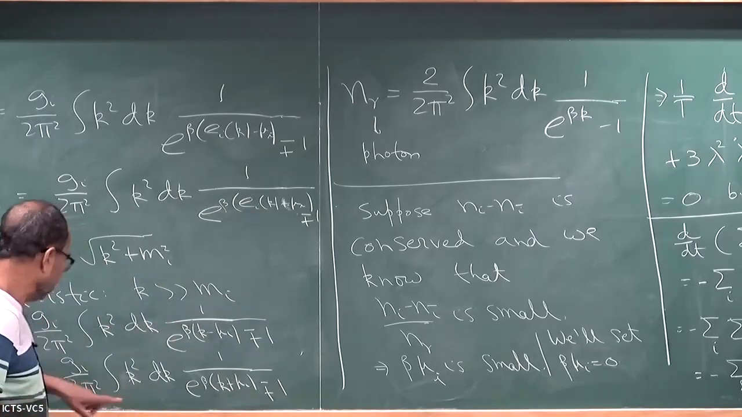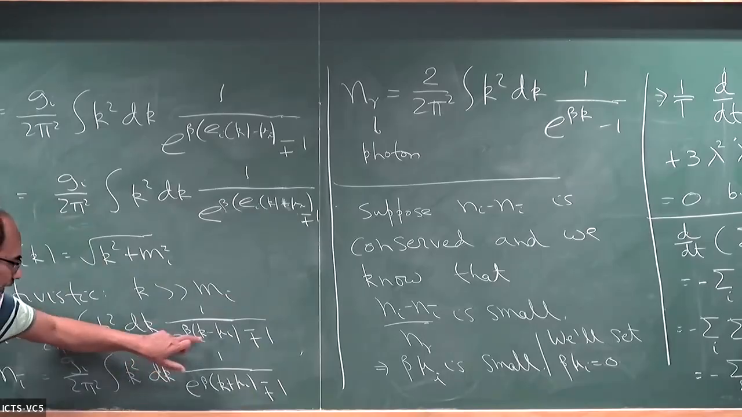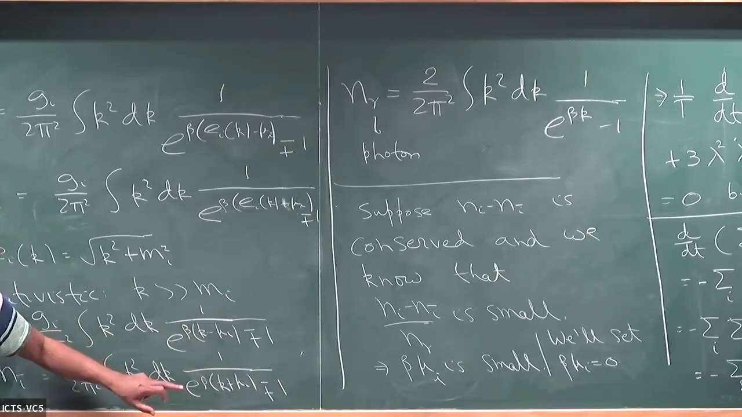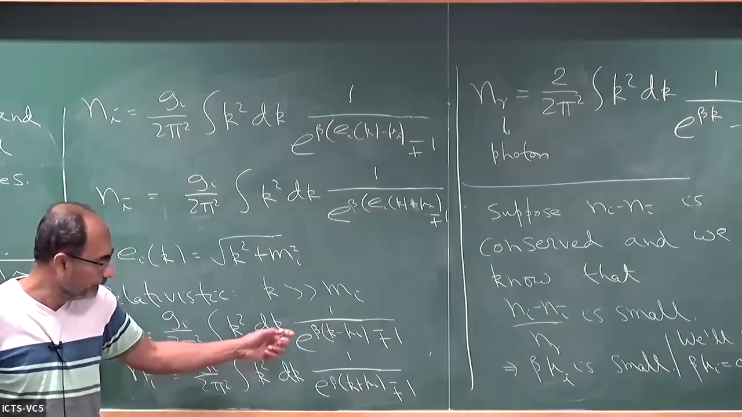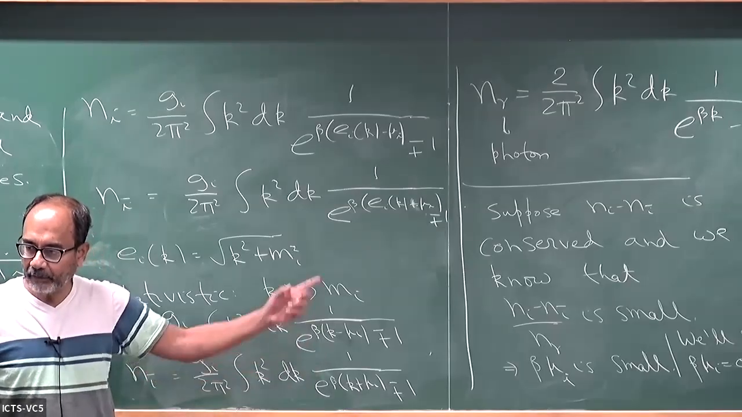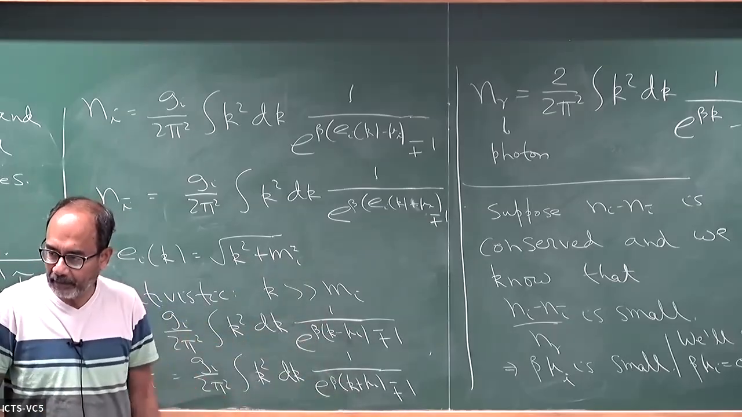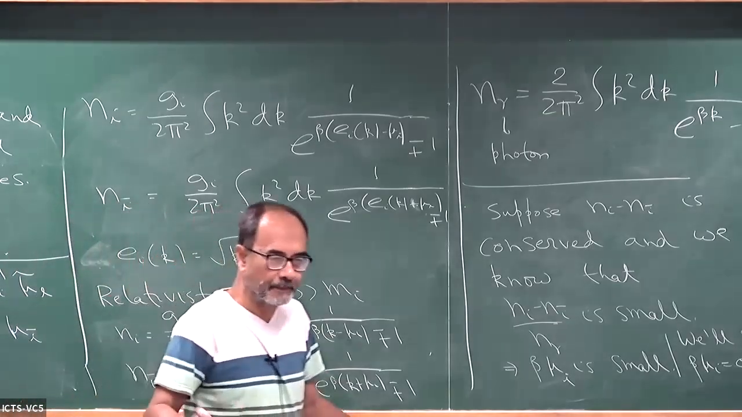Because if N_i minus N_i bar is comparable to n_gamma, that will require that beta mu_i is of order 1, because this is the only difference. On the other hand, if this is small compared to n_gamma, then beta mu_i must be small, because if beta mu_i is not small, then these will differ, and when you calculate the ratio, you will find it of order 1. If beta mu_i is 0, then these two are exactly equal, and for most purposes we can just ignore the asymmetry.